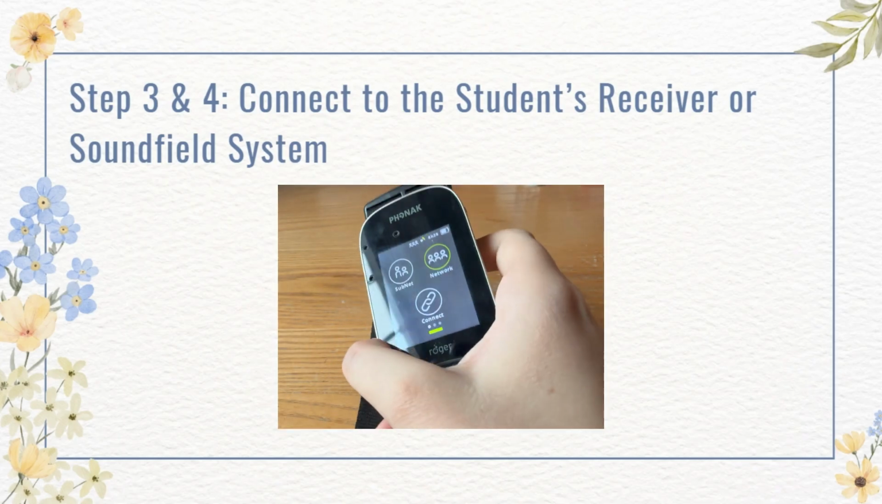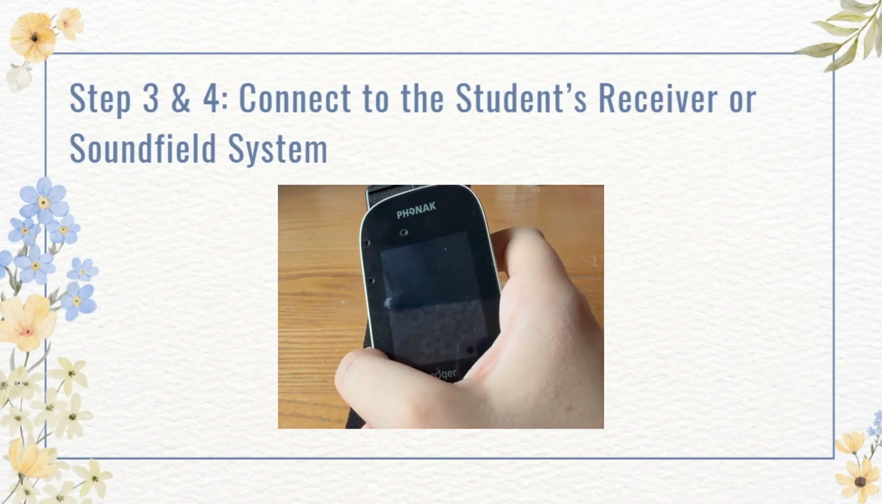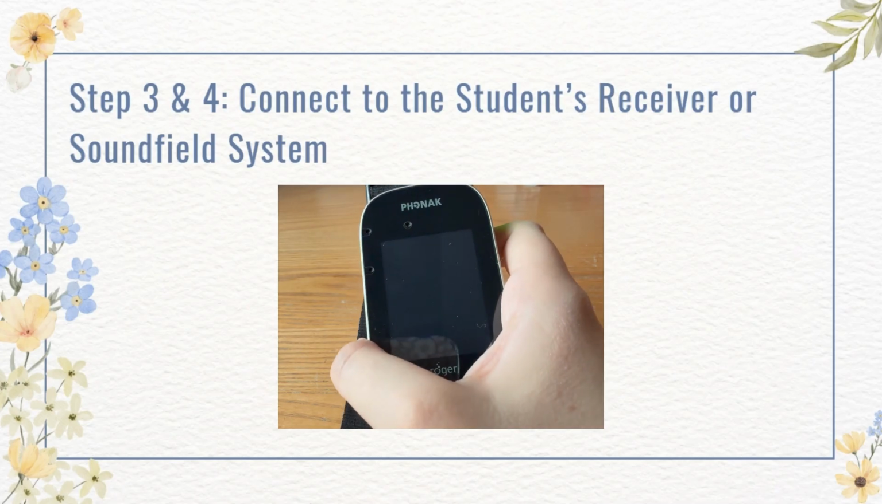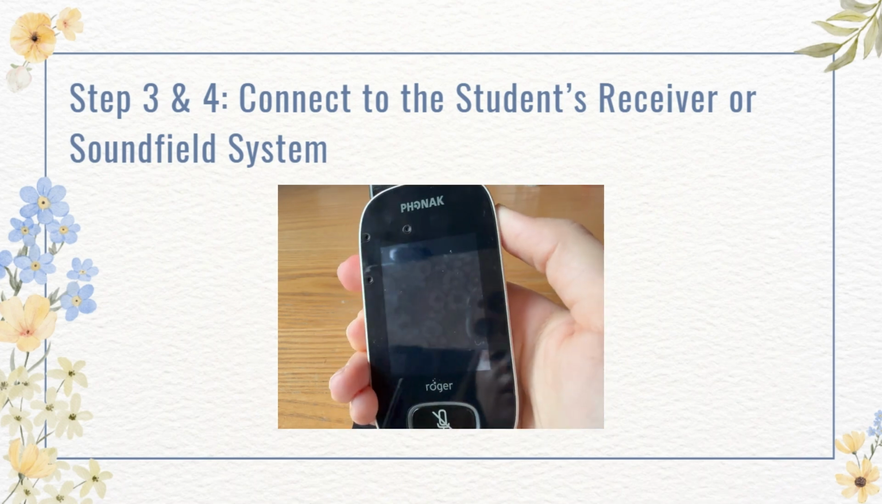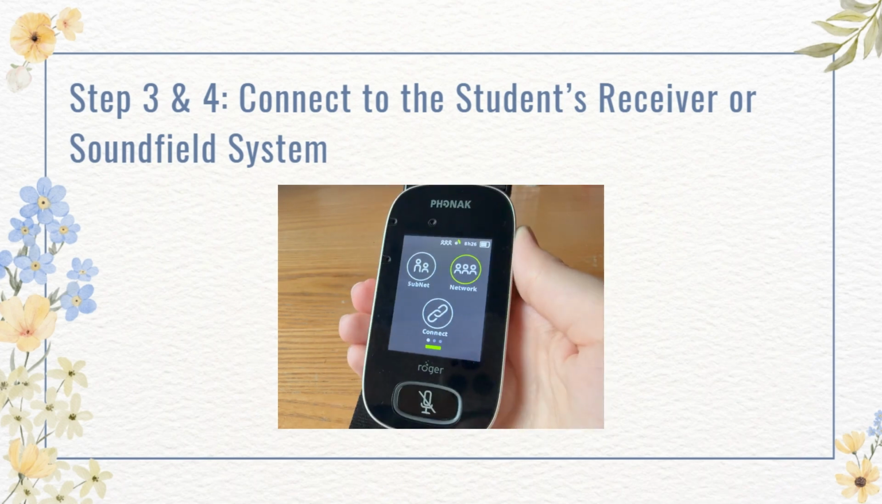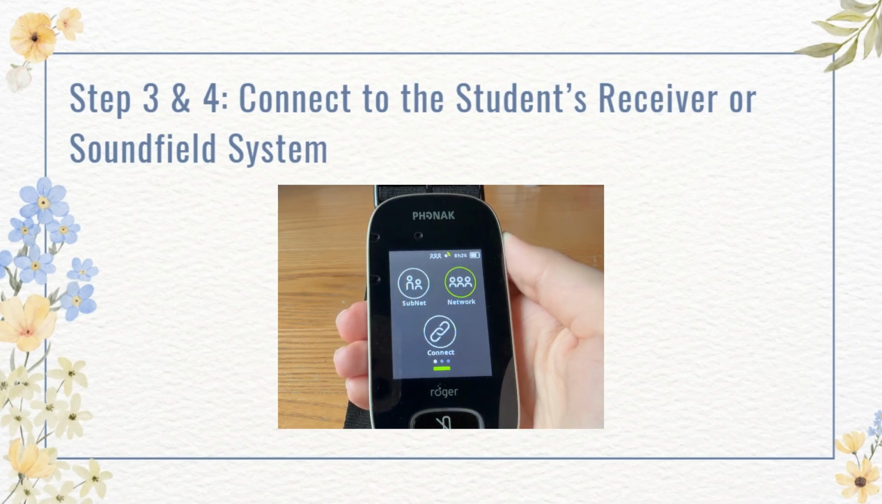If they do not have a hearing aid or a cochlear implant, they may have a Roger neck loop or personal Roger device, which will allow them to connect to the Phonak system while having an ability to use headphones.